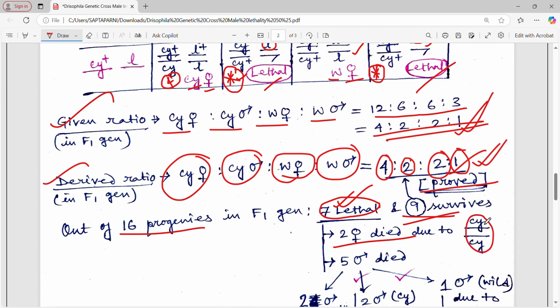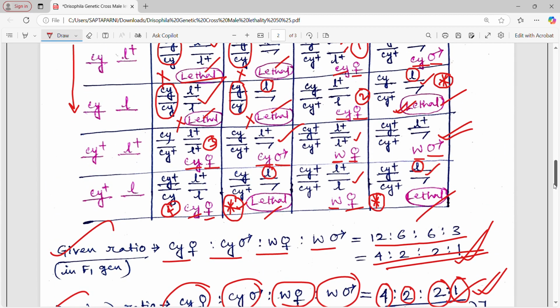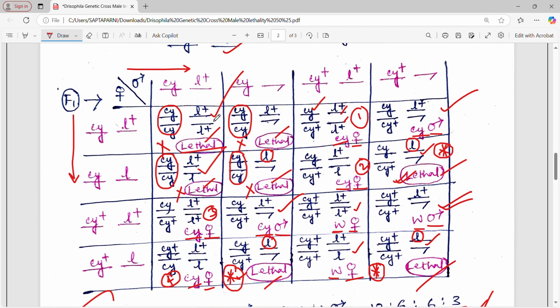That means the recessive lethal allele, the Curly allele. They are not dead due to presence of lethal allele, because in this female the L plus was there in the X chromosome, and in this female L plus, L was there, so they are not dead due to presence of lethal alleles. In one condition there was no lethal allele, and in another there was only one lethal allele, but as the lethal allele is recessive in nature, it is dead due to presence of Cy allele or recessive Curly allele, which is also a lethal allele.